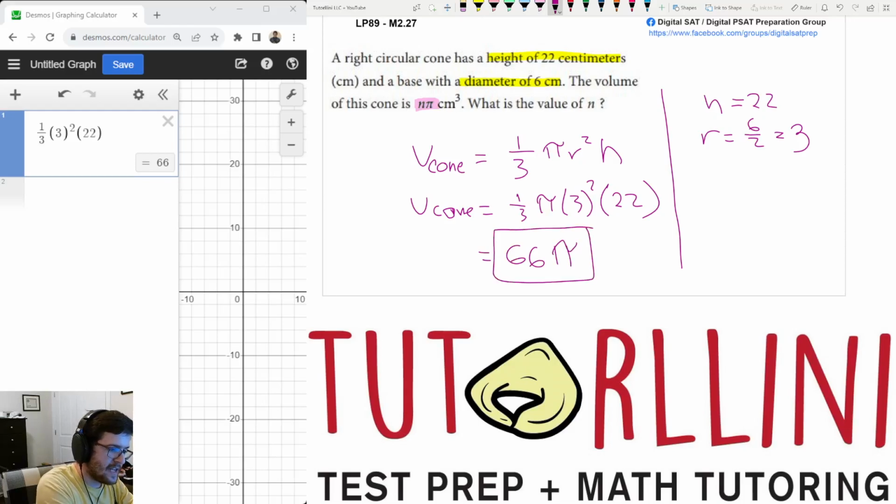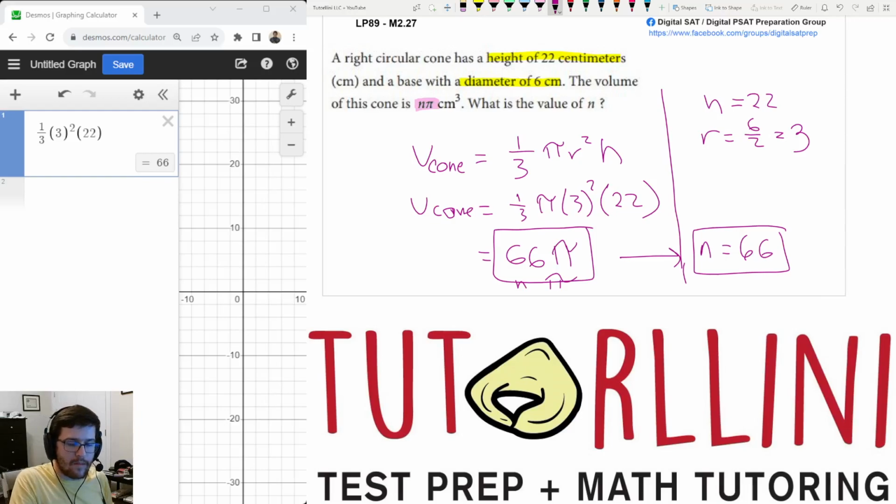And you see it's n pi. So n pi, that's what they say. So n is 66. So that's what you'd put for your answer, is 66. Now, if you wanted to, type the pi into Desmos, you could. You just press pi. But you would only do that if it said, what is the volume rounded to the nearest tenth? Something like that, without mentioning the pi.